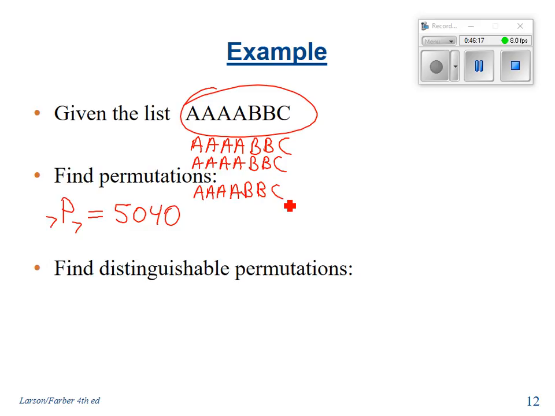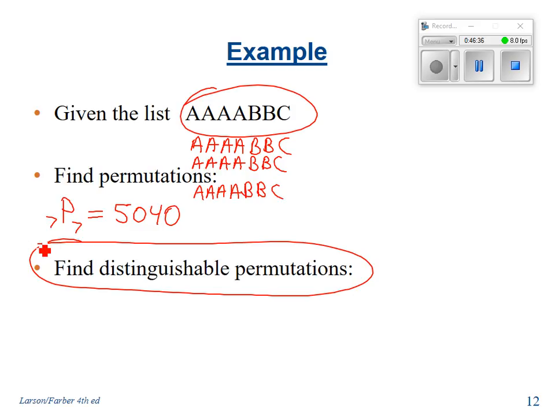What do you notice about those? They all look exactly the same, but each one's a different permutation, because I took that first A and moved it to the second spot. I took the first A and moved it to the third spot, but they look the same. And that's where we need to be able to find distinguishable permutations. Permutations that are different from each other. All right?